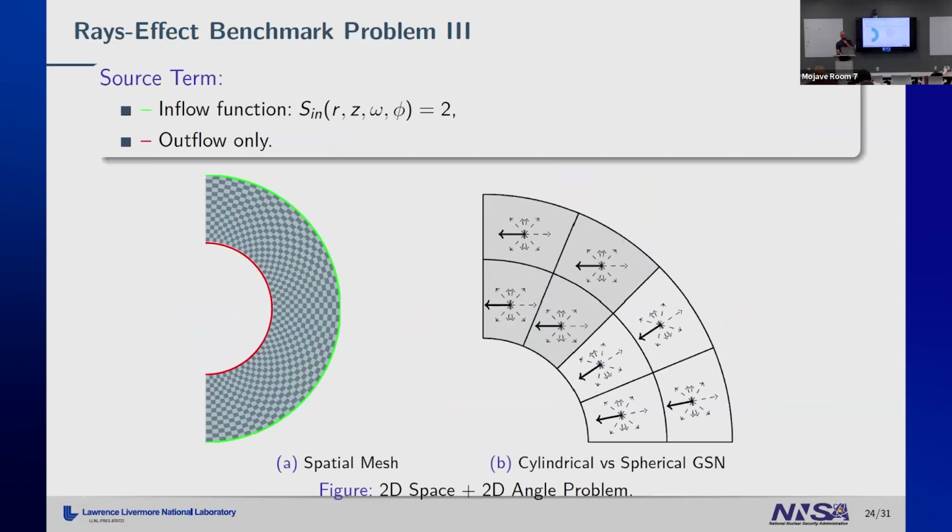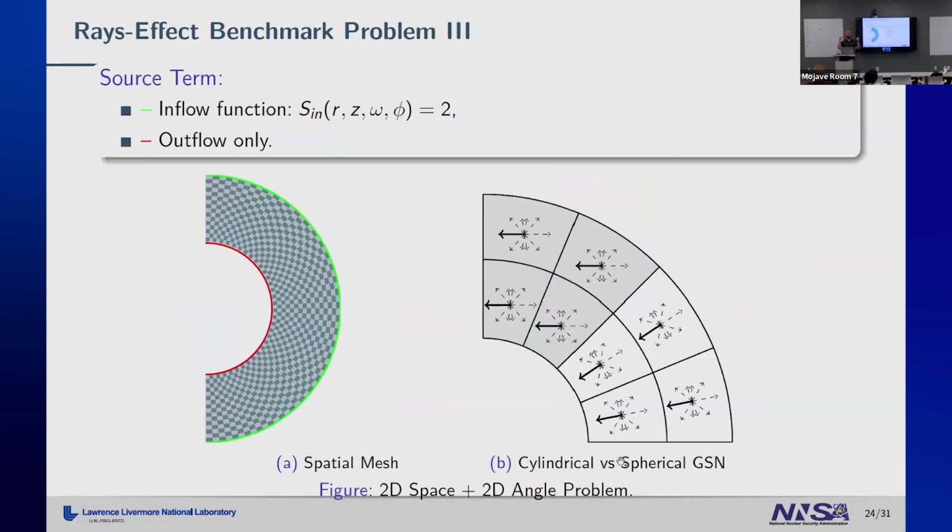Now showing you quickly an RZ cylindrical, RZ axisymmetric test case. So this problem now is a 4D problem. So we have 2 dimensions in space, but really it's a 3D problem, and 2 dimensions in angle because it's a 3D problem. And we're going to compare cylindrical versus spherical GSN.